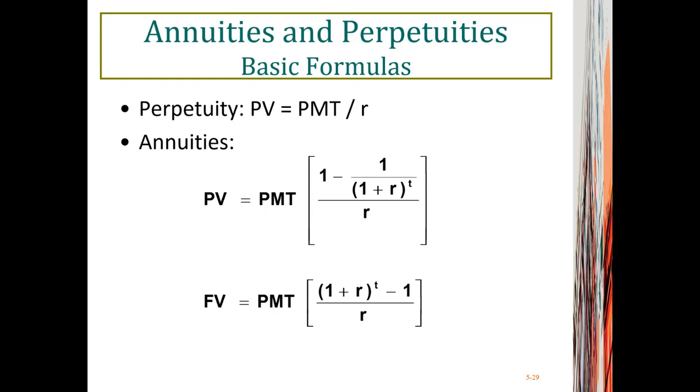The first one is to apply the time value of money formula. And here you see the formula for calculating present value and future value of annuities. The PMT here is the periodic payment, periodic cash flow. R here is the interest rate, and T is the number of time periods. And for perpetuity, it's very simple. You simply take the ratio of periodic payment and the interest rate.